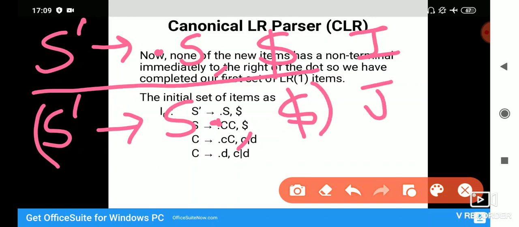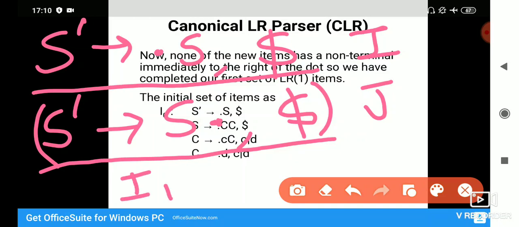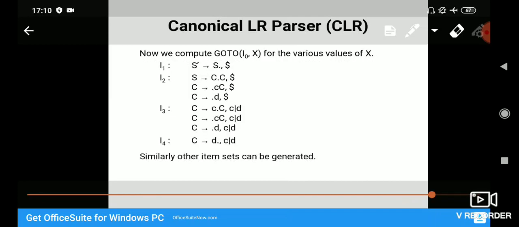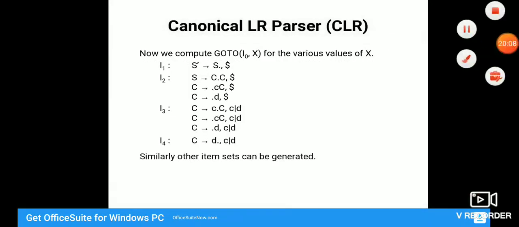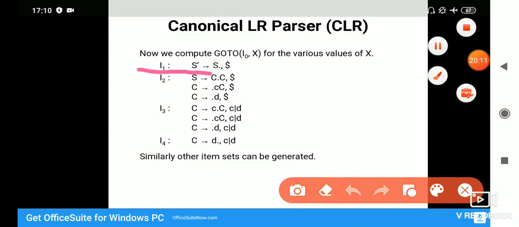We have to find closure of this. Now to find closure of this, after dot there has to be a non-terminal. Otherwise you cannot find the closure. So here we find that after dot there is nothing, no non-terminal. It is null. So this is a complete item. So only this item will be included in J, and this will be the only closure. So this is a new item set called I1, which we can observe in the next slide. So this is the item set I1: S' → S., $.